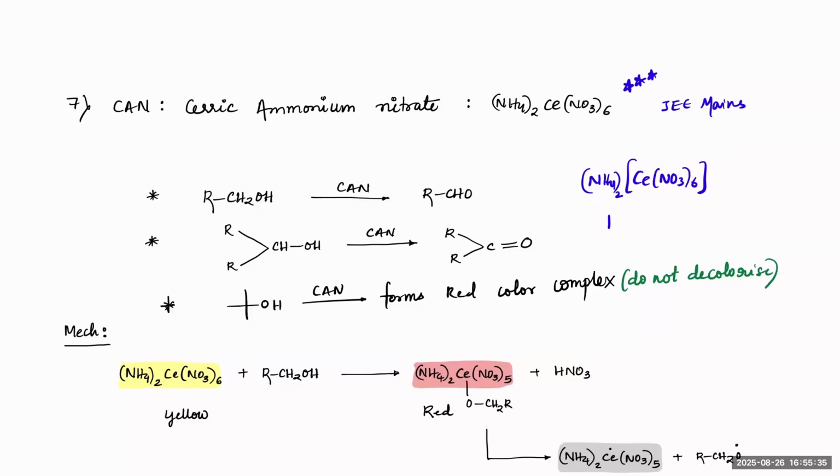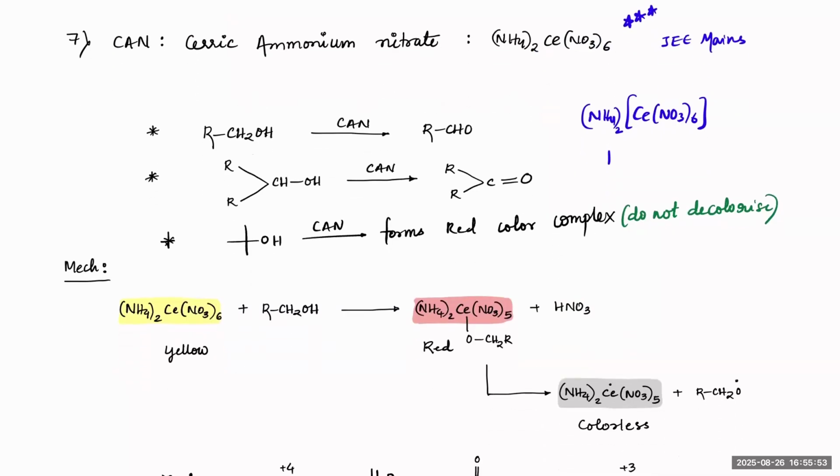Okay. Ceric ammonium nitrate reaction. First, check out what is the molecular formula. Ammonium, cerium, and nitrate, 6 moles of nitrate. This is a coordinate bond. Now, when you react this, what would happen is 1 degree alcohol will convert into an aldehyde. 2 degree alcohol will convert into a ketone. And the 3 degree alcohol will make the reaction, right? But does not decolorize. What do you mean by decolorize?